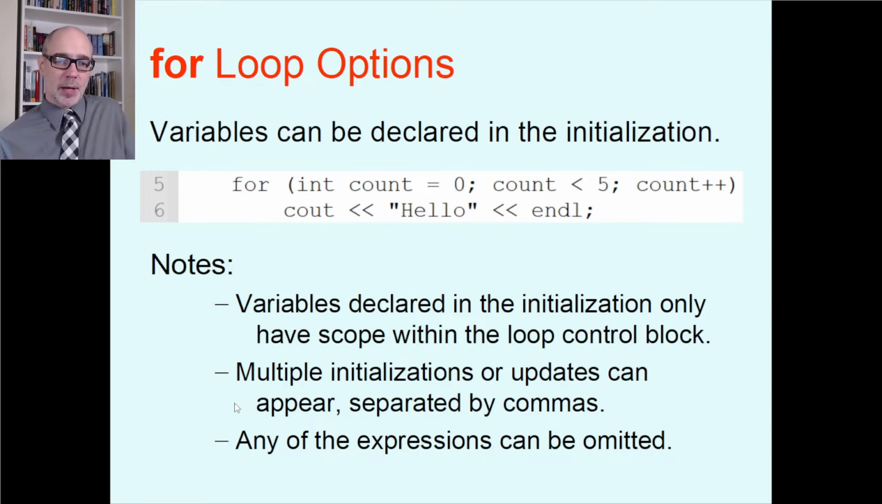Now, in addition to that, you can do multiple initializations. If this first part I could separate with commas, I could say int x equals 1, comma, y equals 5, comma, z equals 20. You could do multiple initializations. You can do multiple updates. So I could do x plus plus, comma, y plus plus, comma, z minus minus, comma, w times equals 10. All of those things are legitimate. It doesn't have to be plus plus here. It could be any piece of math, frankly, that changes your variable.